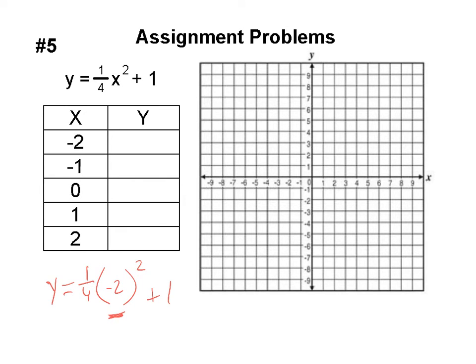-2 squared is +4. +4 times 1/4 is going to give you 1, right? 4/4 plus 1. It's 2. See how we got 2 on that one? Let's erase and replace. Here we go.